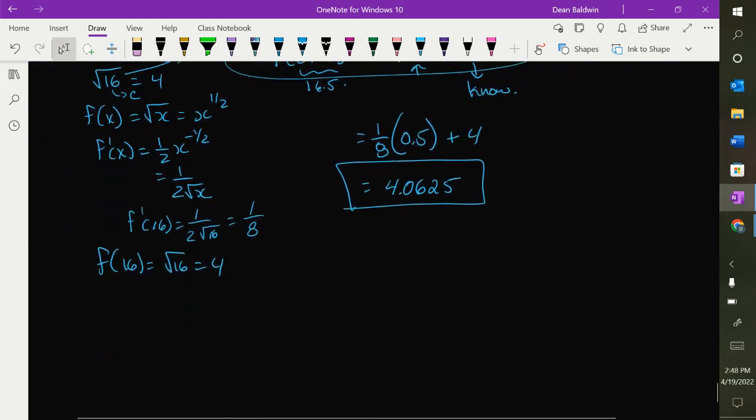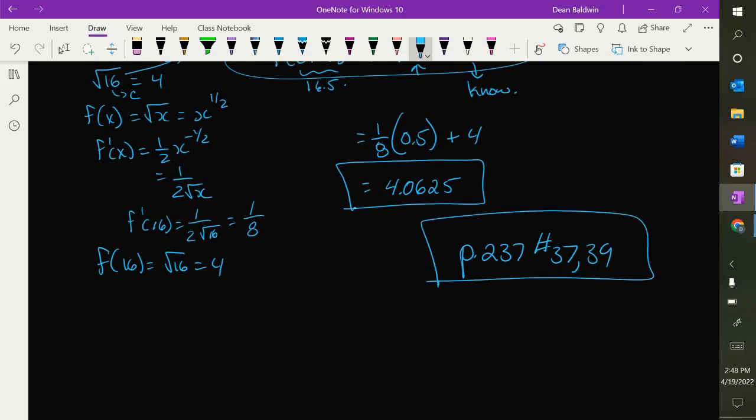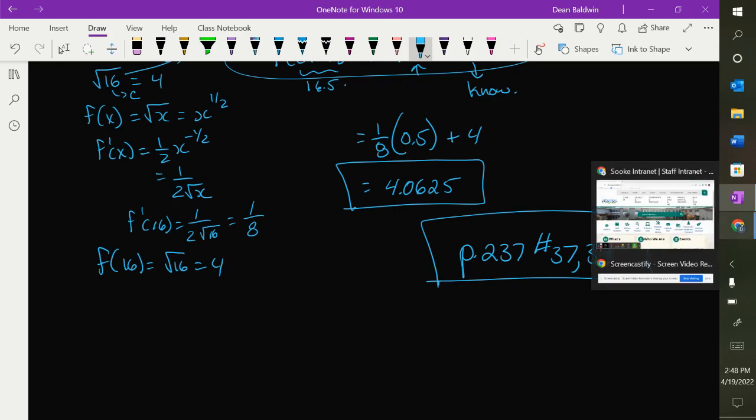All right. Page 237, numbers 37 and 39, just a couple of questions to practice there, and then I will do differentials in a sec. See you in a bit.